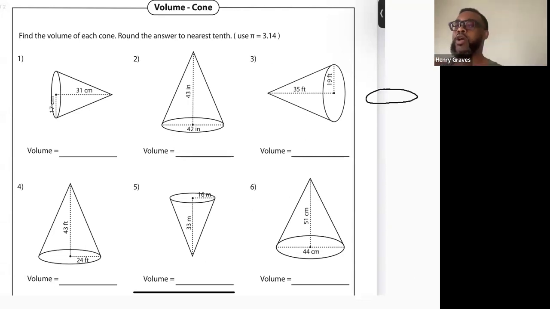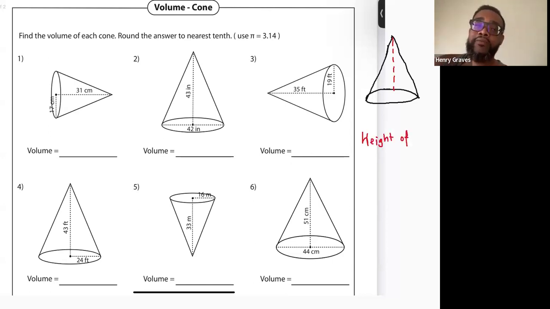So a cone is gonna have three dimensions you need to look into. The first one involves the height. So the height of the cone, right? That's the height of the figure, in red. Then we typically have the radius, right?